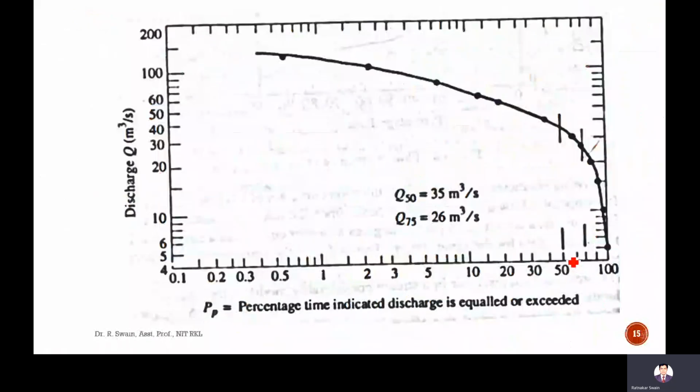So for 50% and 70%, here you can calculate this value and this value, which are 35 meter cube per second and 26 meter cube per second. It means that 50% of the time the flow is equal to or more than 35 meter cube per second. Q70 means 70% of the time the flow is equal to or more than 26 cubic meter per second. Okay, so for today this much.